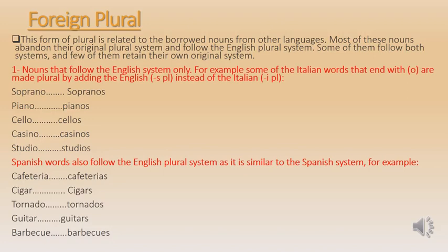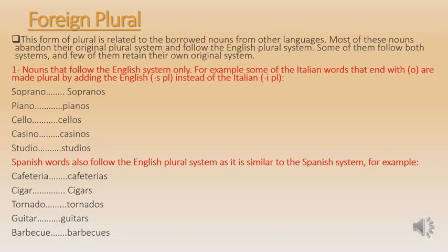The same is applied for piano, which is a word that is borrowed from the Italian language into English. This word is made plural only by adding the S plural, so it is pianos, not piani. Cello, cellos, casino, casinos, studio, studios, etc.